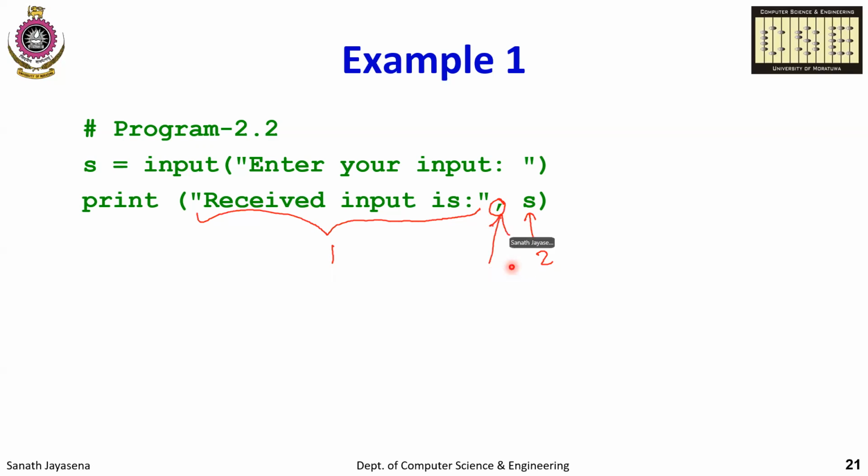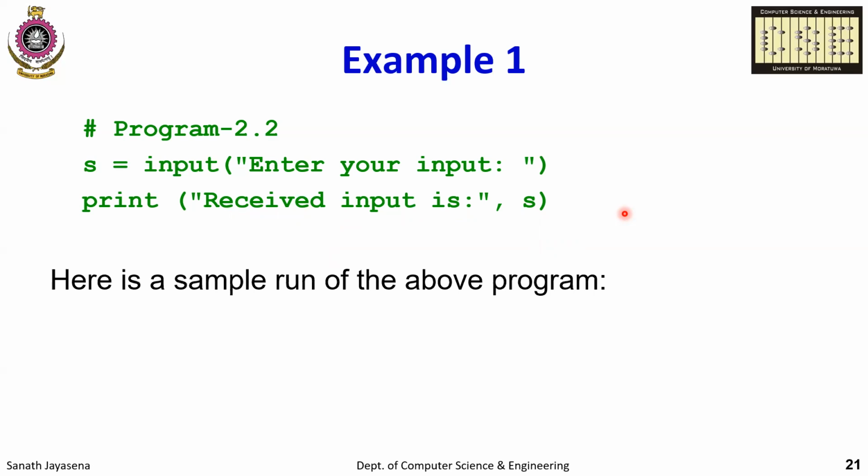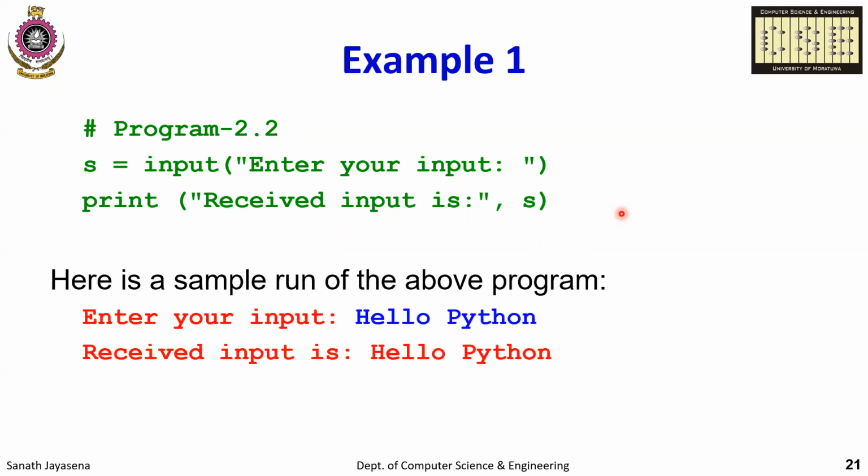So what is S? By now, S is referring to the string that was input from the keyboard, right? So let's see how this will run. If you execute it, the prompt "enter your input:" will be displayed. So that's the prompt. And let's say the user who is running this program will type hello Python.